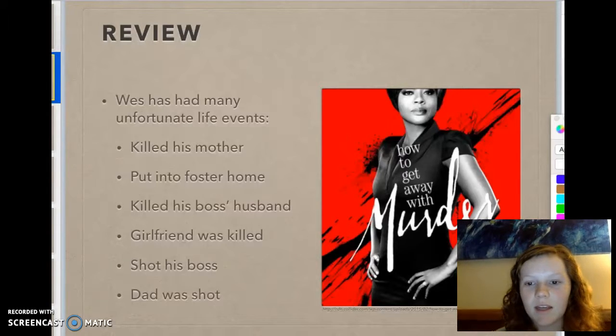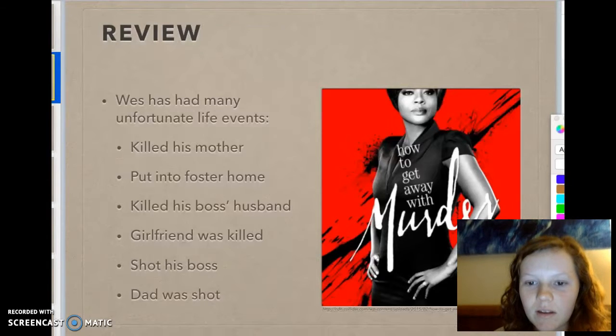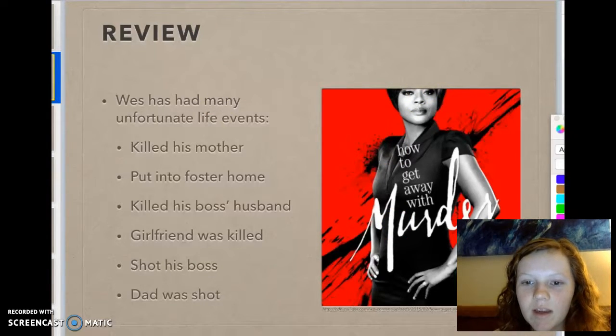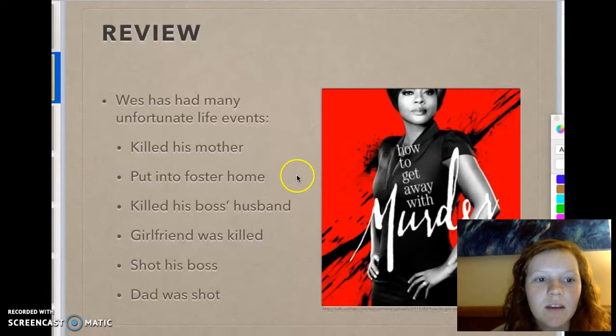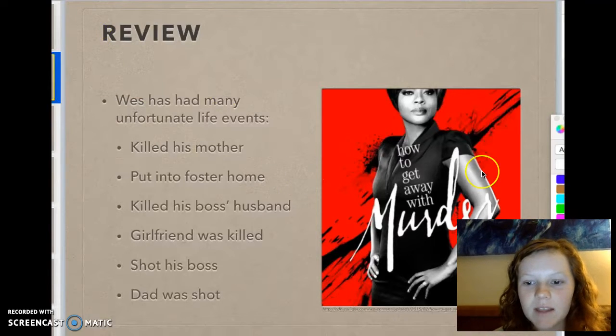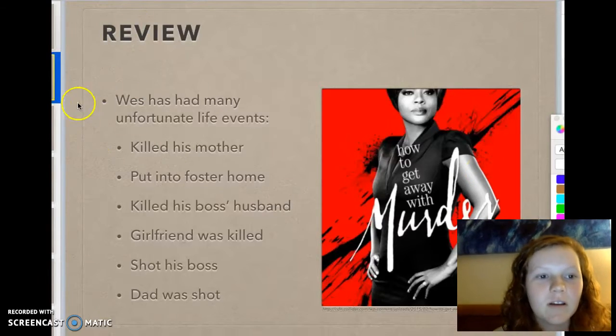She did, and that's her in the picture right there, Annalise Keating. But yeah, she asked him to shoot her, but either way, shooting a person affects you. And then his dad was shot finally when he went to meet him. So yeah, and this is the show How to Get Away with Murder.